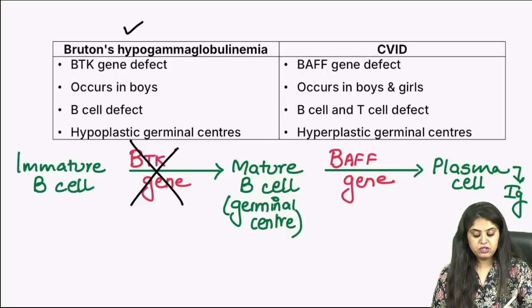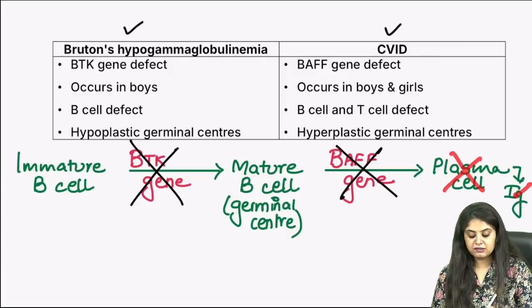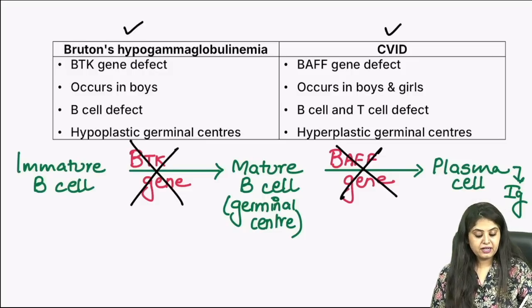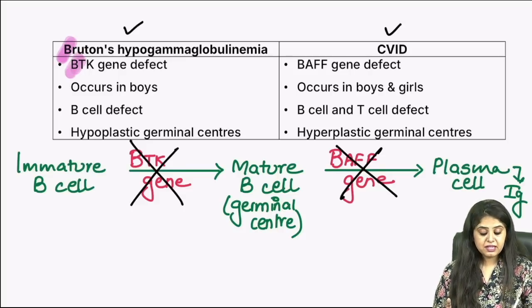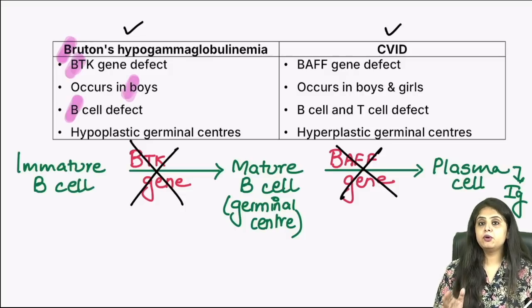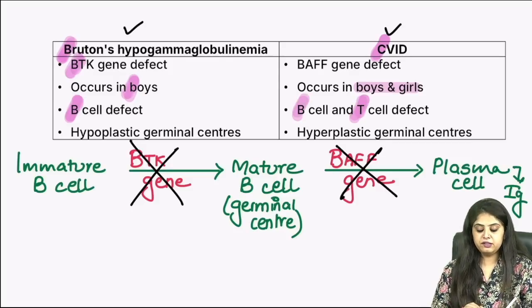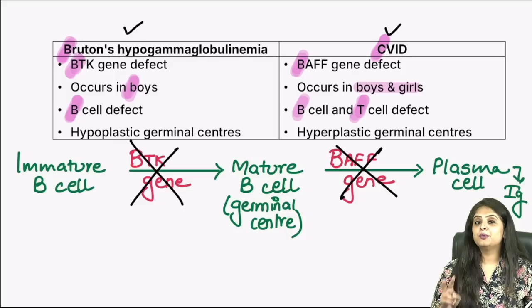Whereas if the BAF gene stops working, then the patient is going to have CVID, and in that scenario also the plasma cells and immunoglobulins will not form. So what's the difference? Please note that BTK is the only defect occurring in Bruton's, because this is only and only a B cell problem, occurring more commonly in boys. Whereas common variable immunodeficiency can occur in any gender. It is common. So it is not just a B cell but also a T cell problem. The B cell problem is because of the BAF gene, but the T cells are also affected because of the ICOS gene.